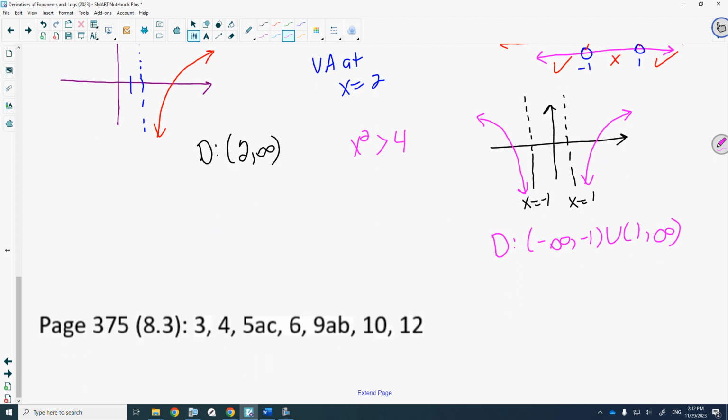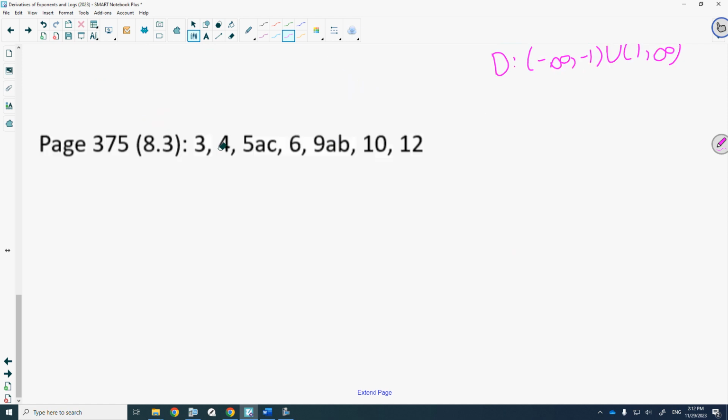Okay, here is the remaining homework. So I'll give you about 10 minutes to do some of this homework, and then we'll start lesson 3, which is the derivatives.